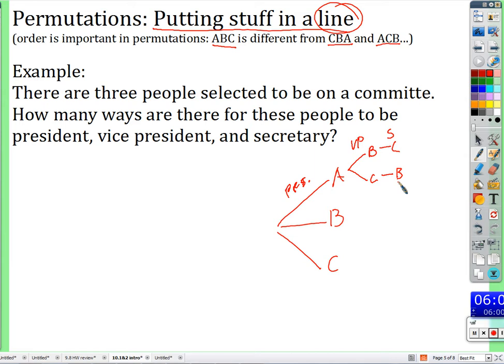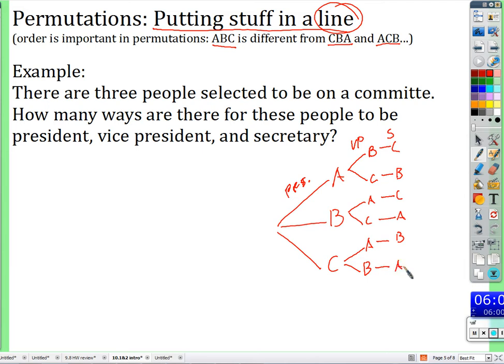Now we pick B for president. For vice president, we could pick A or C. If we pick B and then A, then we can pick C for secretary, and if we pick B and then C, then we can pick A for secretary. If we pick C, then we can pick A or B for vice president. If we pick C and then A, then we have to pick B for secretary, and if we pick C and then B, then we have to pick A for secretary.